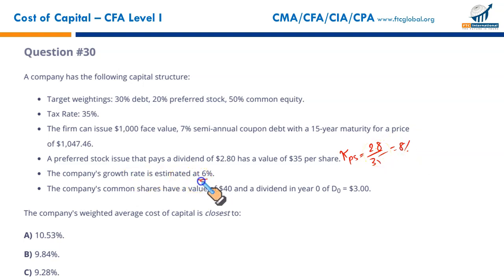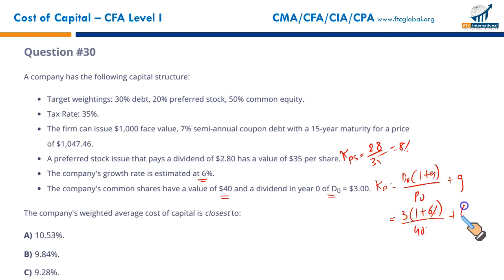The company's growth rate is 6%, that's g. The company's shares have a value of 40, with a dividend in year 0 that has just been paid. That's the dividend now. So the formula that we'll use for cost of common equity, the dividend discount model, is current dividend times 1 plus g upon current share price, plus growth rate. So we have D0, that's 3, times 1 plus growth rate, that is 6%, upon current share price, that's 40, and to this simply add the growth rate, that is 6%. Let me calculate 3 times 1.06 upon 40, convert this into percentage, to this add 6, gives you 13.95. This is your cost of equity, 13.95. And 8% cost of preferred stock.